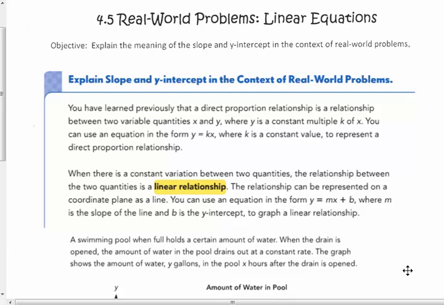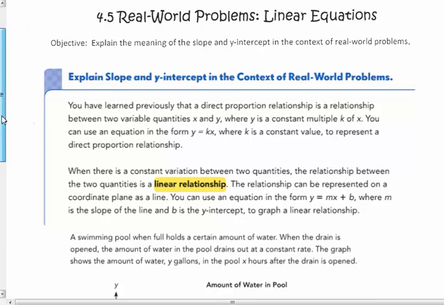This is 4.5, real world problems using linear equations. So we're going to use that slope and y-intercept in context of real world problems.